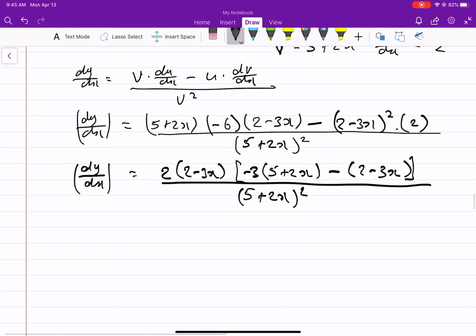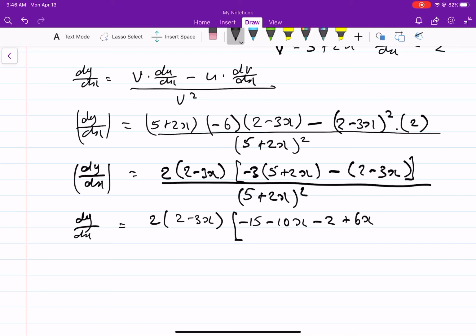All right, simplify. dy dx is equal to, okay, I have my 2 and I have my 2 minus 3x already on the outside. Open up the inside brackets. Minus 15 minus 10x. And then minus 2 plus 6x. I think I got my signs right there. Let me double check. Minus 15 minus 6x.